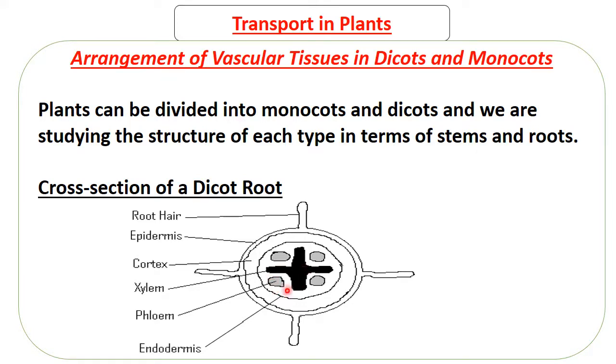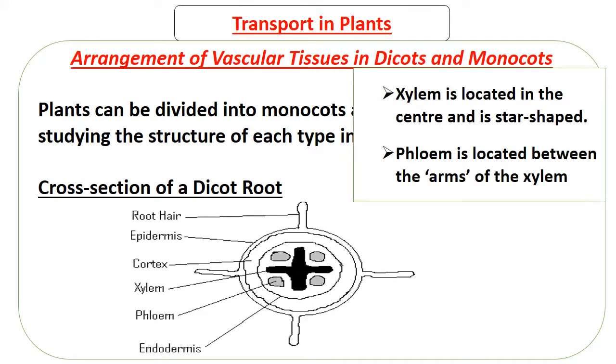So inside the endodermis we have the xylem at the center, and between these, what we can call arms of the xylem, phloem tissues. So this is how the vascular tissues are arranged in dicot roots.